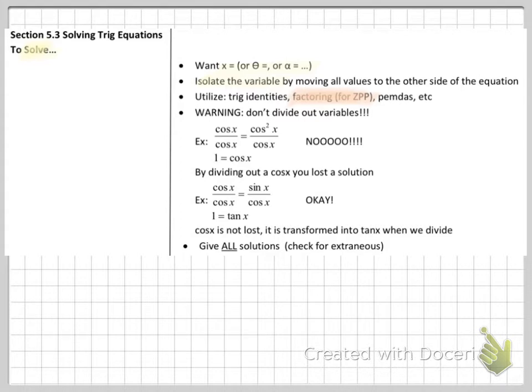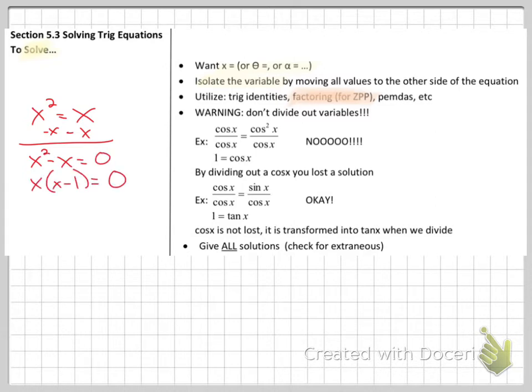One huge thing you want to be extra careful about is you cannot divide out a cosine or a sine or any variable, right? So like if I had x squared equals x, I know oftentimes students want to divide by x, but what you need to do is subtract the x to the other side, right? Because this is x squared minus x equals 0. Factor out the x, there's that factoring, and you get x equals 0 and x equals 1.